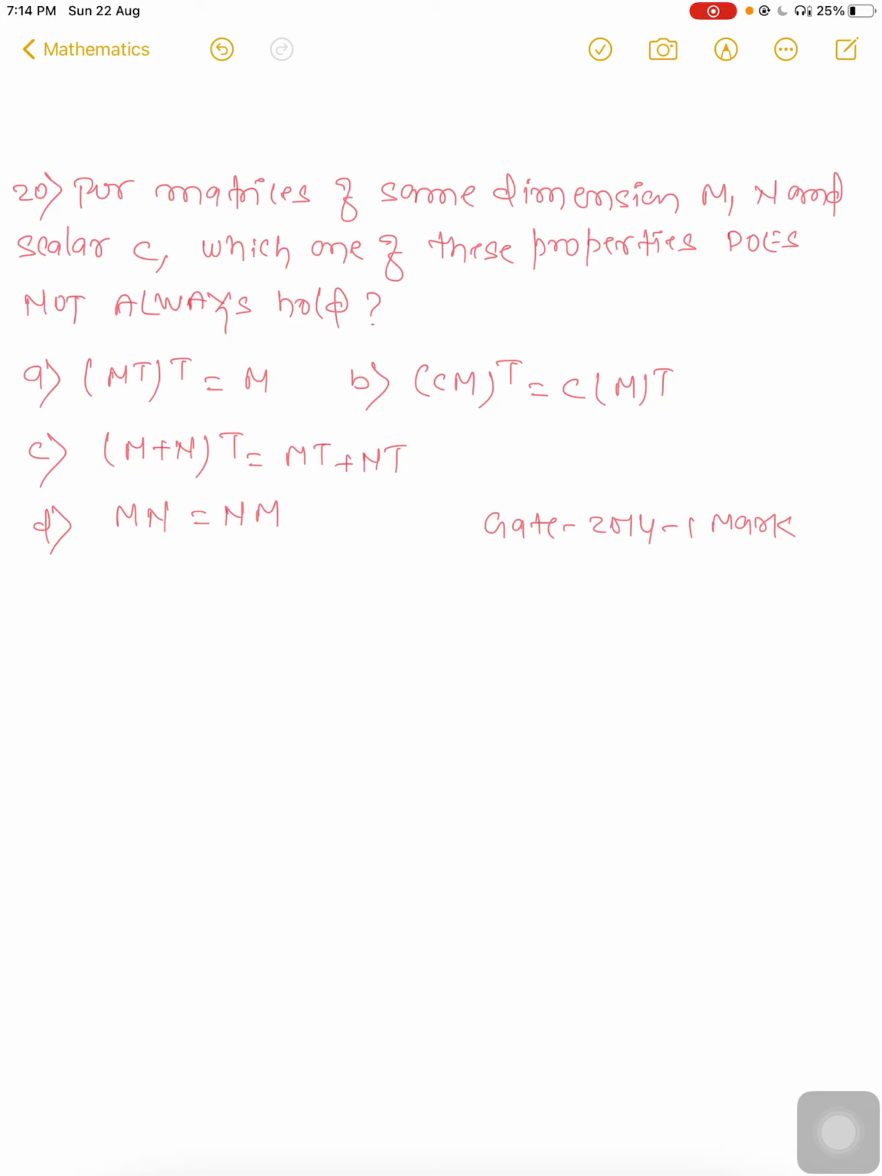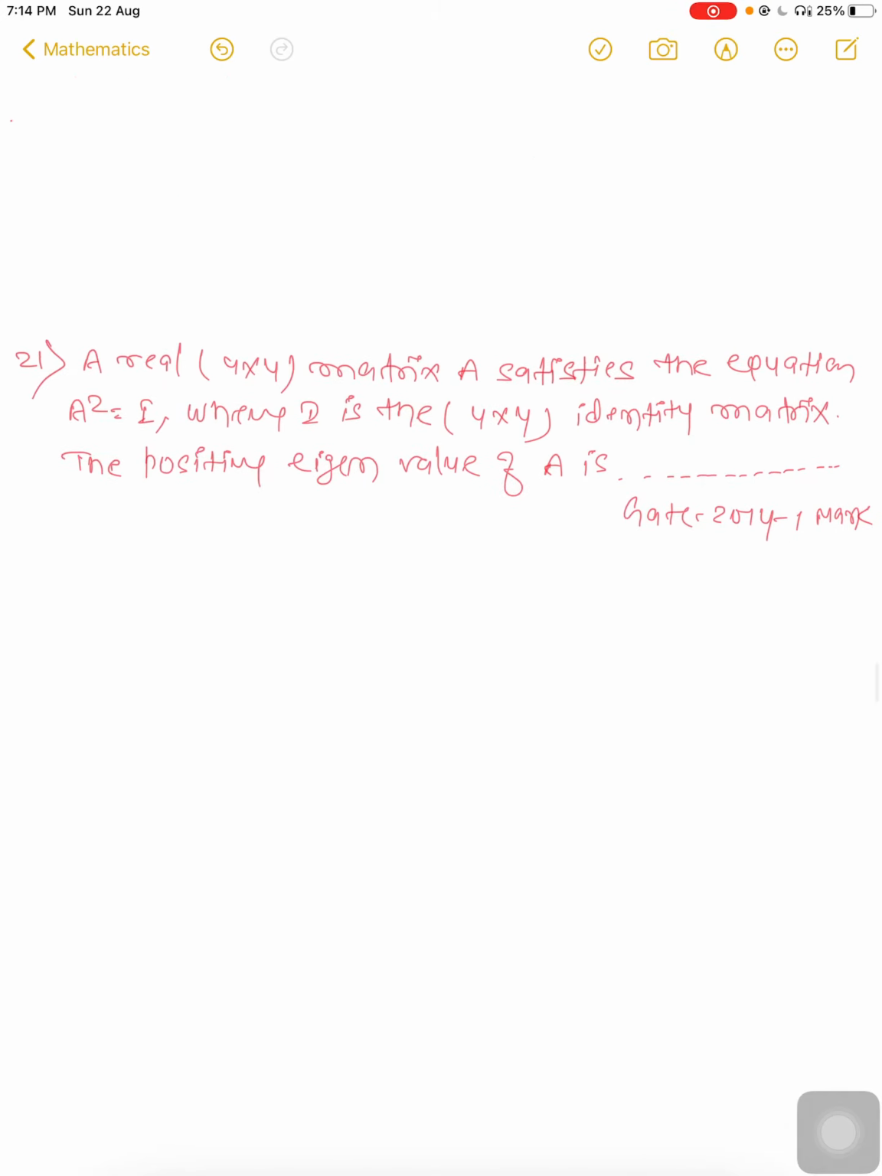For matrices of the same dimension m and a scalar c, one of these properties does not always hold. It will not hold the commutative property. So option D will be the right answer.